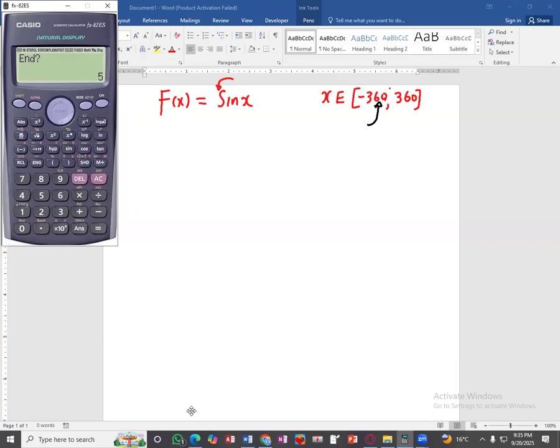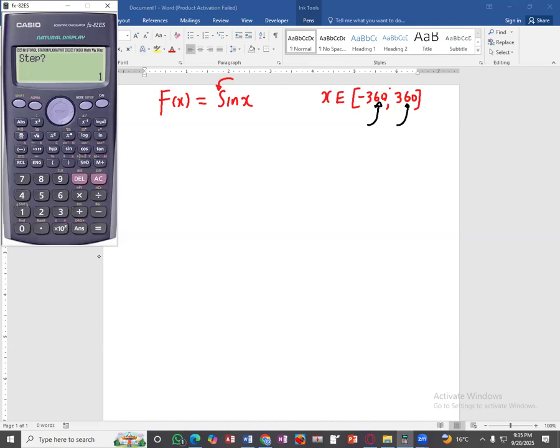I said let the graph end at 360. So I will say 360 and say equals. Now the key point, this is the key point. If you get this one right, you will always get your trig graphs right. Put the step of 15. I advise you to always put the step of 15.